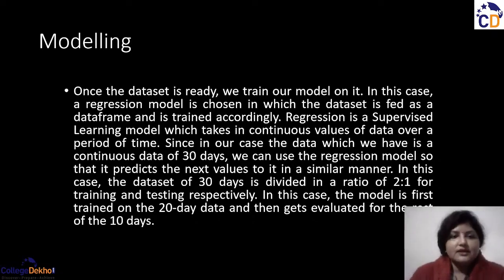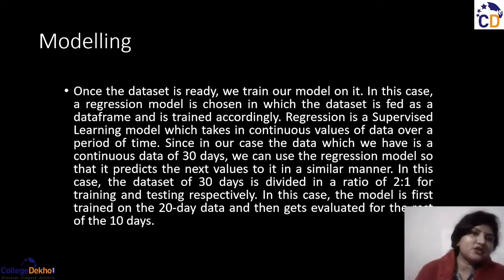In this case, a regression model. Why are we choosing a regression model? Because a regression model is basically used for continuous data. It is used for values that are continuous. It is not a classification technique.